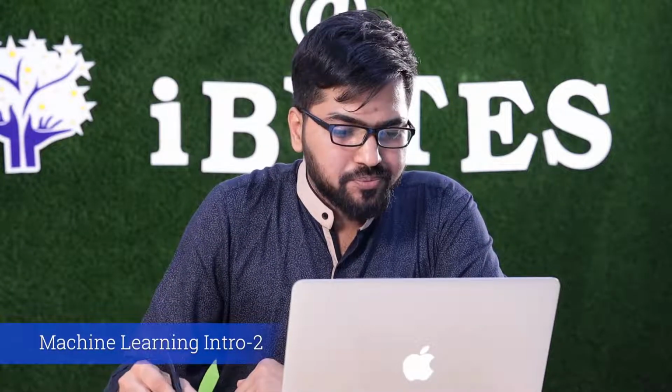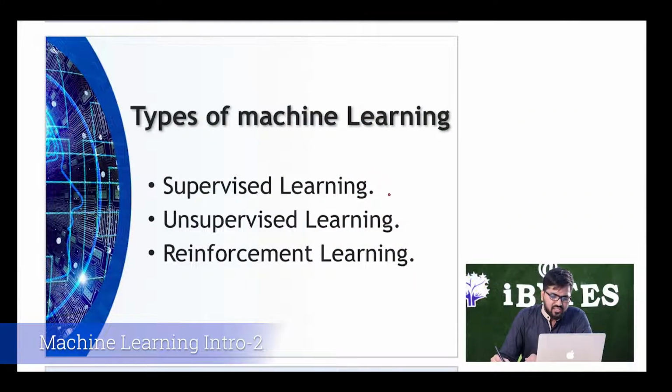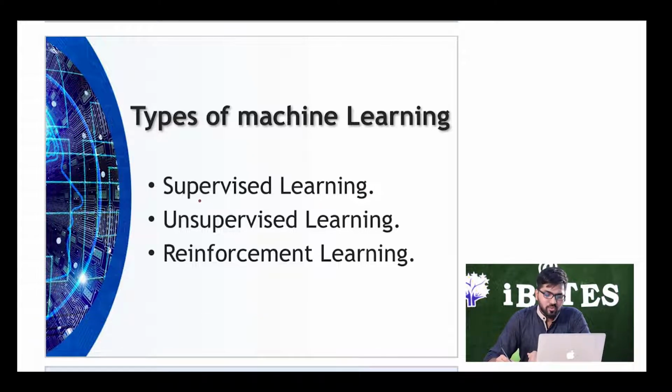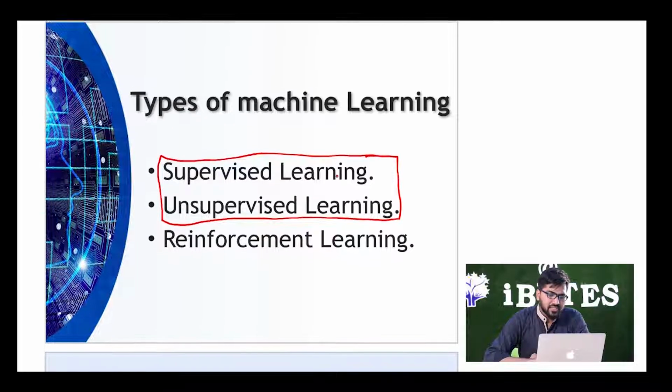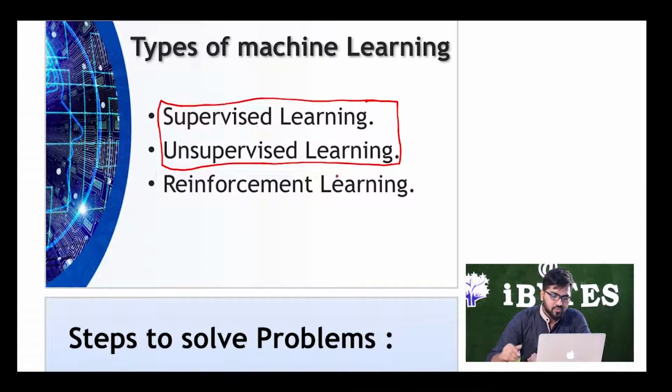So what are the types of machine learning that we are going to study? There are three types of machine learning: supervised learning, unsupervised learning, and reinforcement learning. We are going to cover these two in this course: supervised learning and unsupervised learning. So what is the difference basically between both of them?